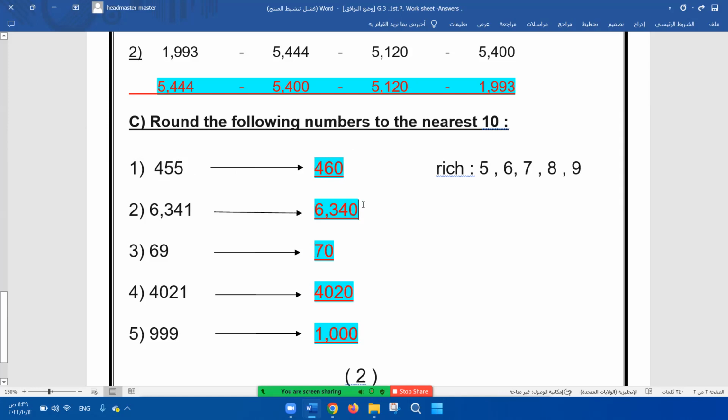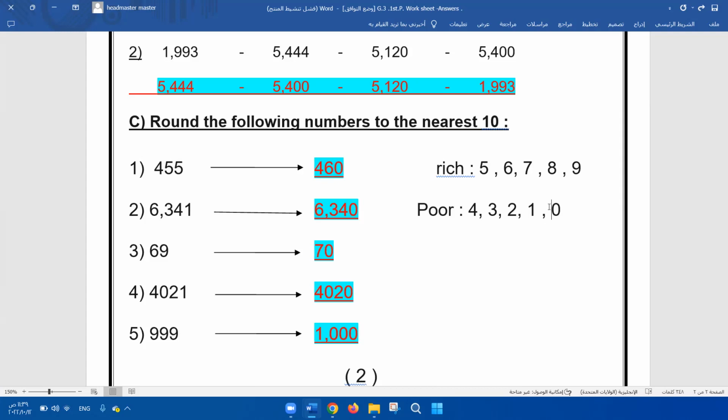Okay, right. What about question 2? Question 2, we have another number, 6,441. But we have a poor digit in the ones place. What is the poor digit here? It's 4. Yes, you know that the poor digits are 4, 3, 2, 1 and 0. These 4 digits, what do they do? They don't do anything. They don't round up the number beside them. So we write the number the same.